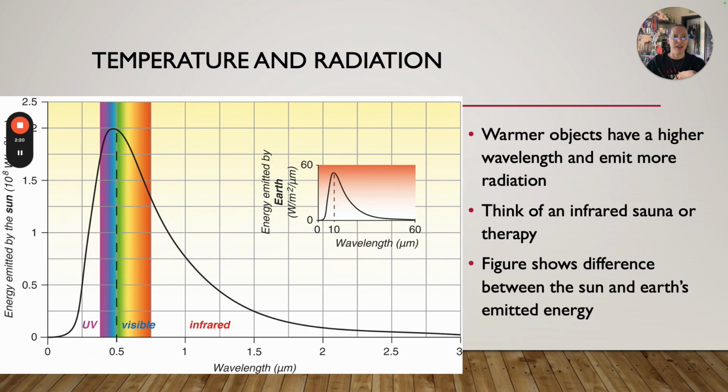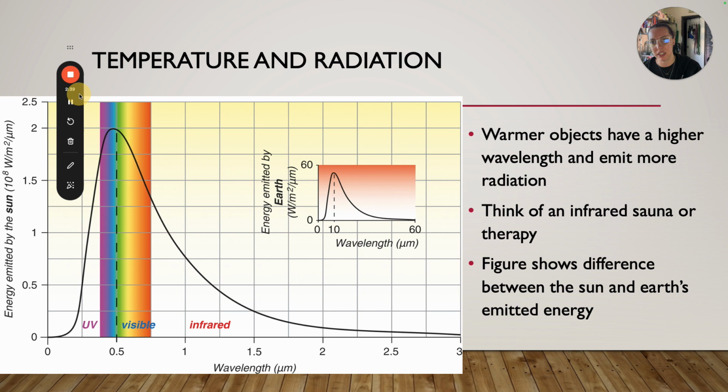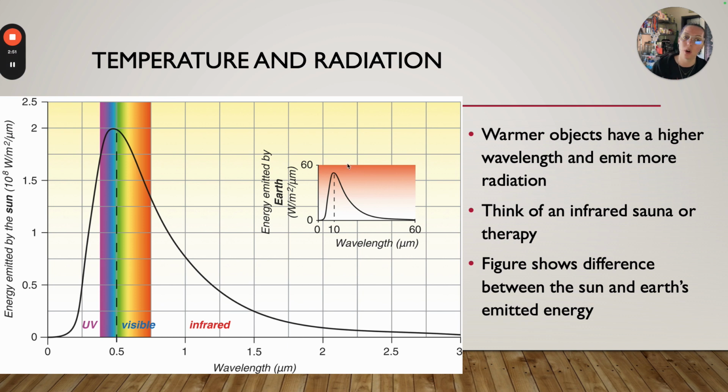If we look at temperature and radiation, in this case we have wavelength on the x-axis and energy on the y-axis. There are two graphs here, the big one being energy from the sun, and the second one being energy from the earth. I encourage you to pause the video and study this graphic intently, focusing on the idea that the sun is much, much warmer than the earth, and it's emitting much shorter wavelengths than the earth is. Also keep in mind that the sun is giving us all different types of radiation, ultraviolet, visible, and infrared, whereas the earth is only emitting infrared radiation. So this shows the difference between those.